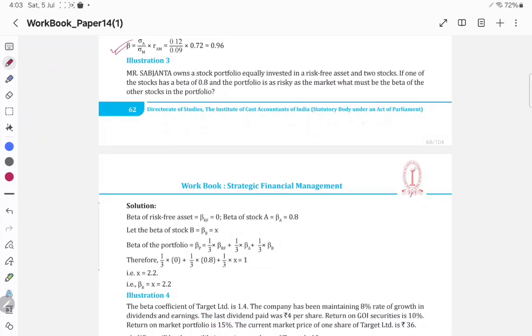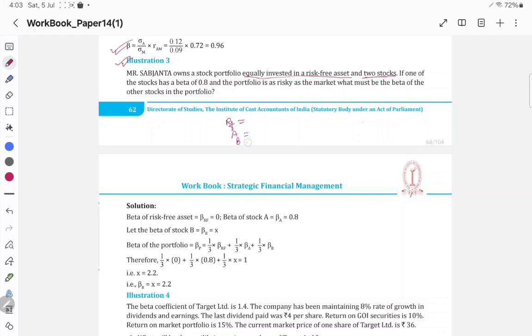Okay, coming to illustration number 3. Mr. Subjanta owns a stock portfolio equally invested in a risk-free asset and 2 stocks. Basically, what does this mean? That the portfolio consists of 3 securities. One is risk free and there are 2 stocks. Suppose we assume one stock as stock A and the other as stock B.